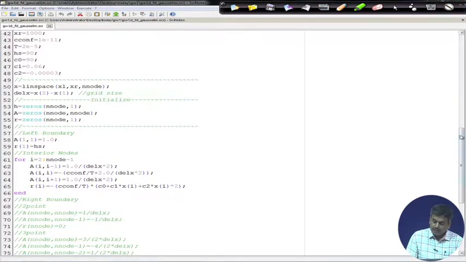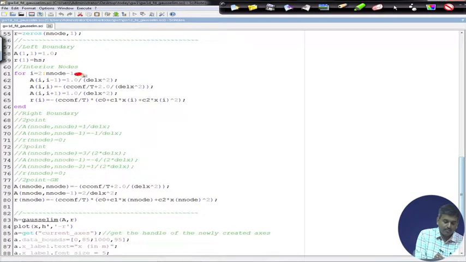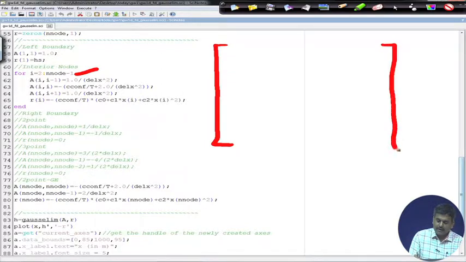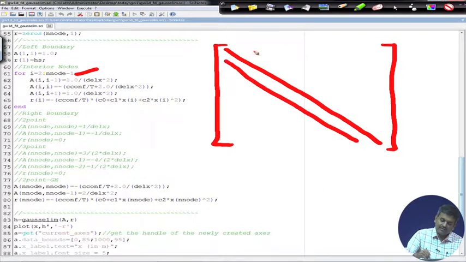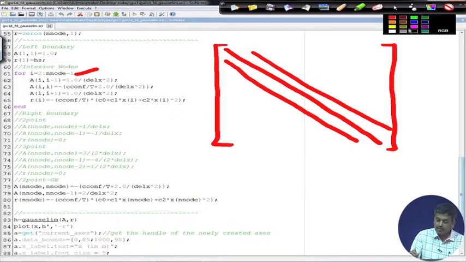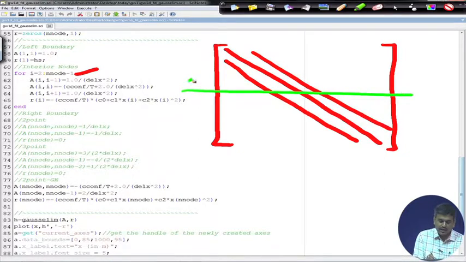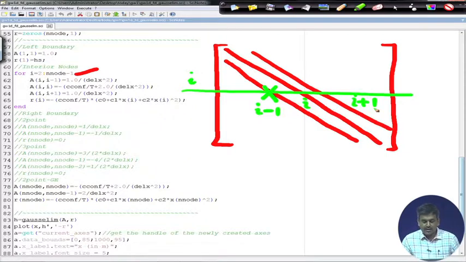Now, for interior nodes, that is starting from 2 to n minus 1, again I need to define the different entries. So, obviously this is having banded structure, but we are considering the full matrix. So, obviously in this case for any arbitrary row I, which is the ith row, will have I minus 1, this is ith one, and this is I plus 1 column entry. In this case other columns will be having 0 values.